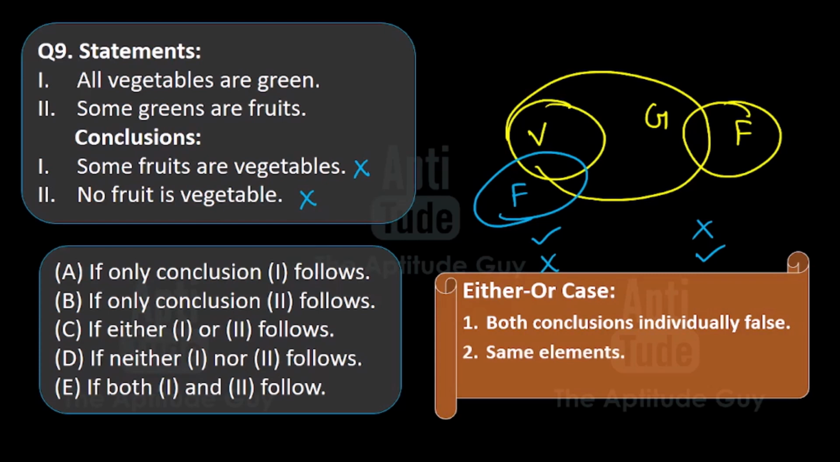The second one says same elements. Do we have the same elements? Yes. Fruits, fruits, vegetable, vegetable. Okay. The third element is one positive and one negative. One positive, one negative. Done. So the answer is option C. It's either this, that some fruits are vegetables, or no fruit is vegetable. Both together cannot be false.